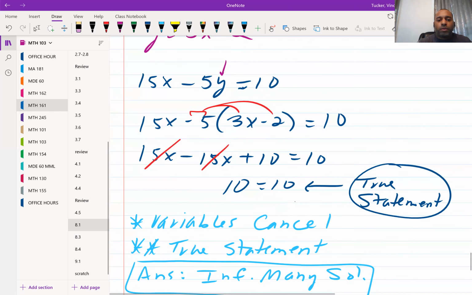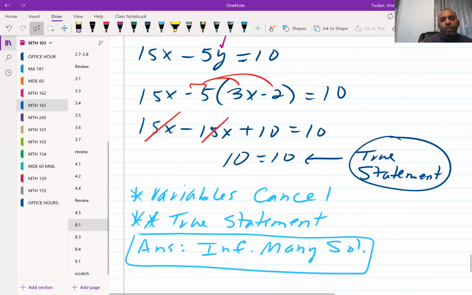So those are your examples for this section. Let me know if you have any questions.